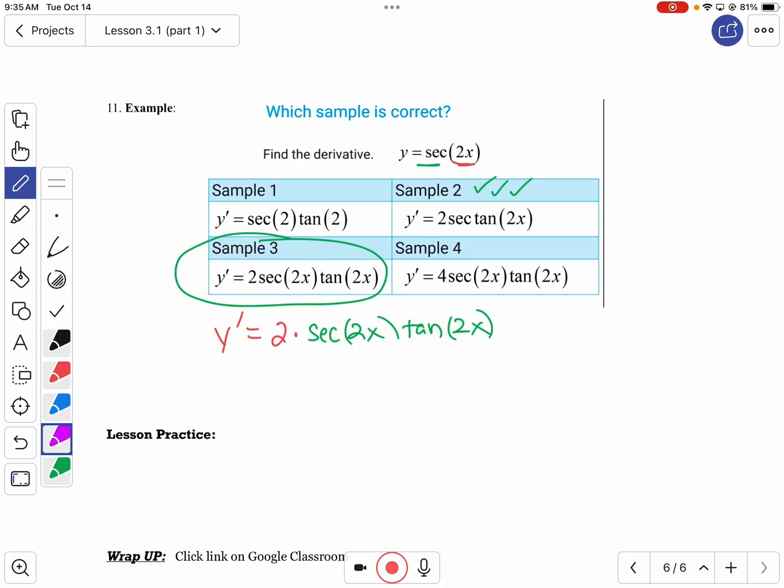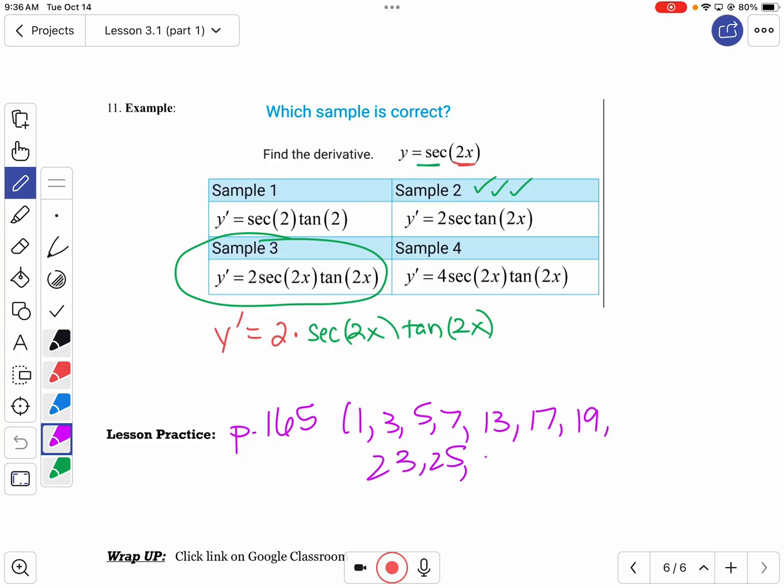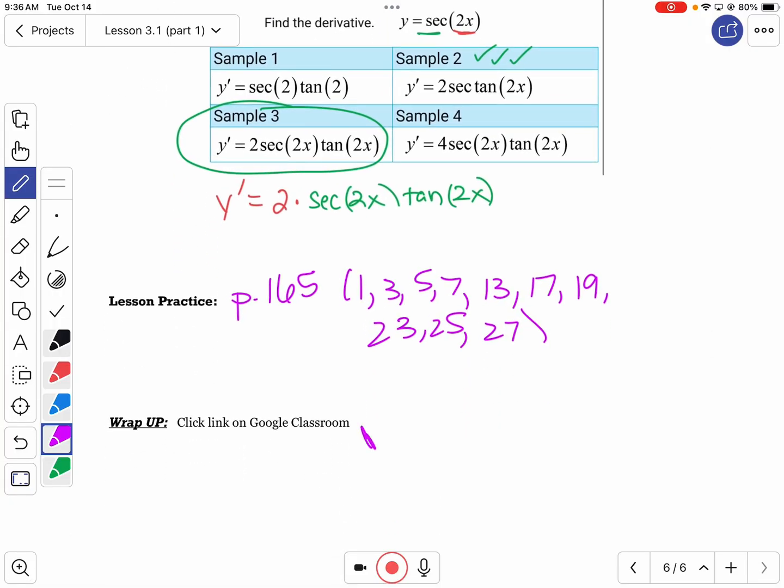All right, so here you go. On page 165, you've got to practice the chain rule. 1, 3, 5, 7, 13, 17, 19, 23, 25, and 27. You do have a wrap up. It's on your Google Classroom, so let's be sure and get that done before we leave today. I think this one's just asking you to type out. It's not actually math. How would you know something's a composition?